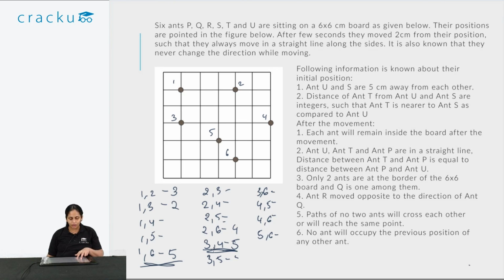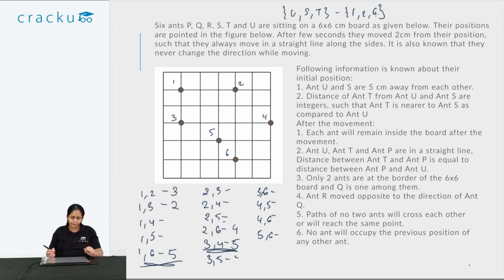Is there any other combination where a point is integral distance away? 3 is integral distance away from 1 but not from 6. 4 is integral distance away from no one. 5 is integral distance away from no one. With 1 and 6 there is only 2. So one of the options that we have for U, S, T in no particular order is 1, 2, 6.